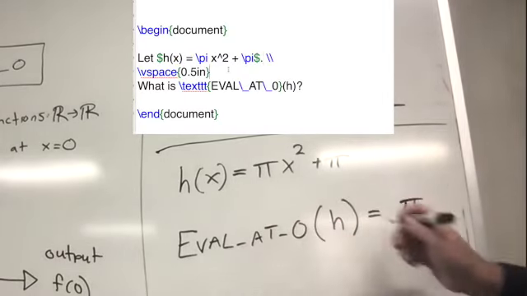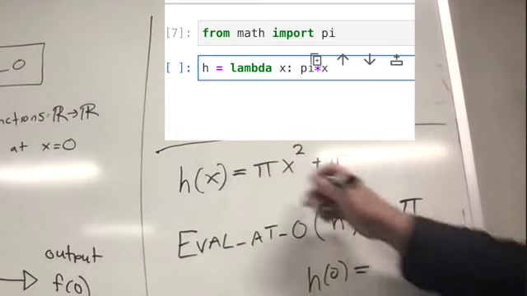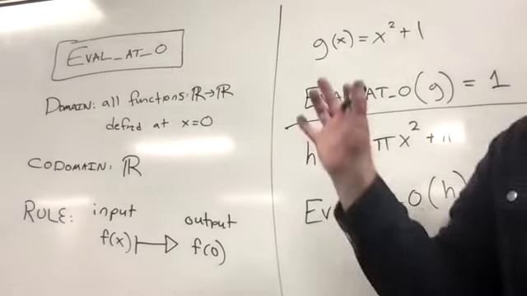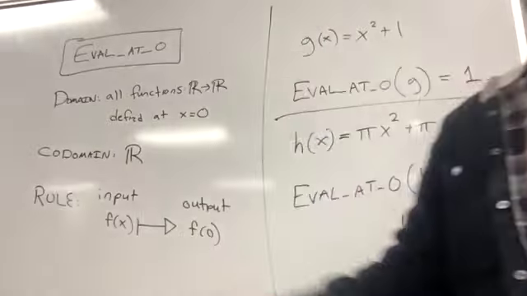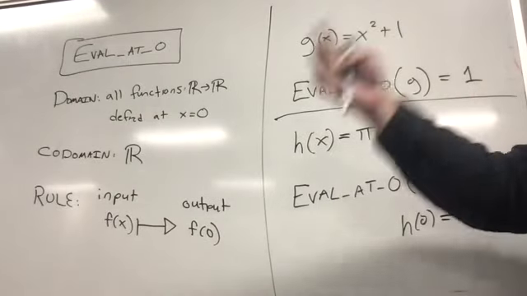What you're doing to get the answer is you're plugging in 0 into the function, and you get pi times 0 squared plus pi is pi. This is a perfectly valid function in its own right, but what I want to emphasize here is it takes in functions and then it returns a number.